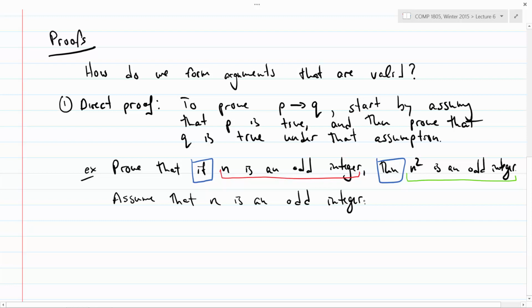And now I think to myself, what does that mean? So what is an odd integer? What do they look like? Yeah? An integer that gives you a remainder of 1 when you divide it by 2. So it's an integer that gives you a remainder of 1 when you divide it by 2.